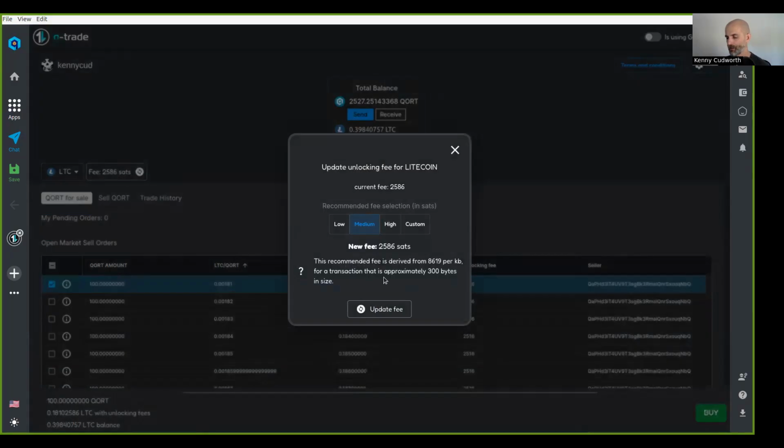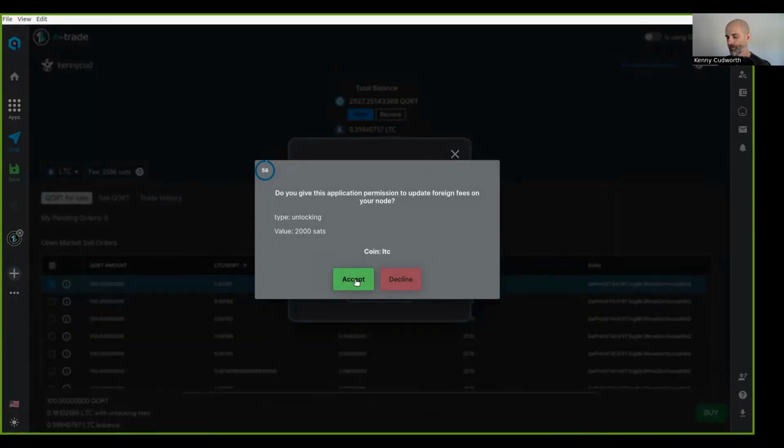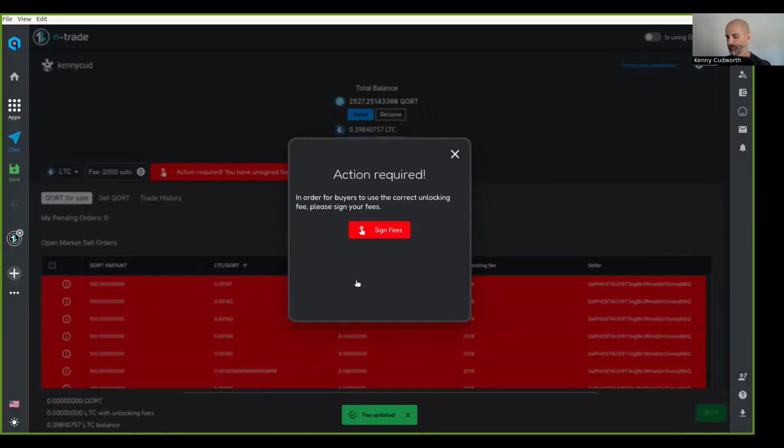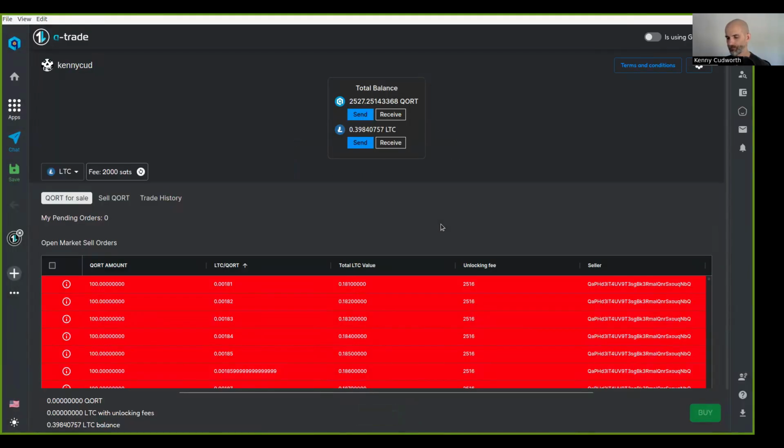So let's say I lower my fee. Update, accept, accept. Okay, so now there's a problem here. Now that my fee is lower, I cannot purchase these trades because my fees are not high enough. So what I'll have to do to solve this problem. So if you come into Qtrade and you see red on the trades that you're interested in, that means your fee is not high enough to satisfy the seller's requirement.